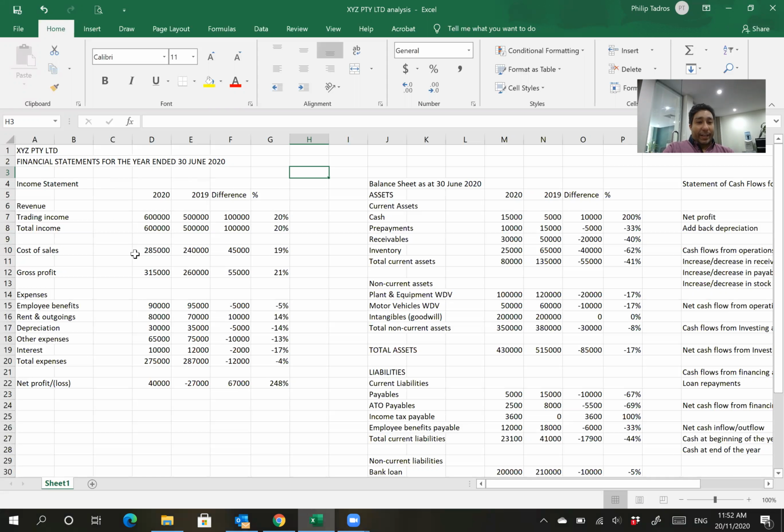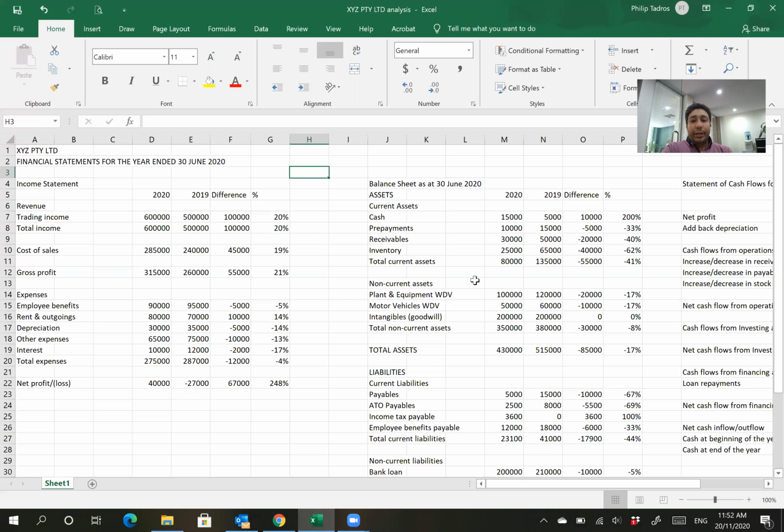We showed an income statement and analysed it for the director. And we've said to the director, well, there was a loss in 2019, but somehow the business has turned that around and made a profit in 2020. And that profit came from increases in sales or trading income and a reduction in the major expense categories.